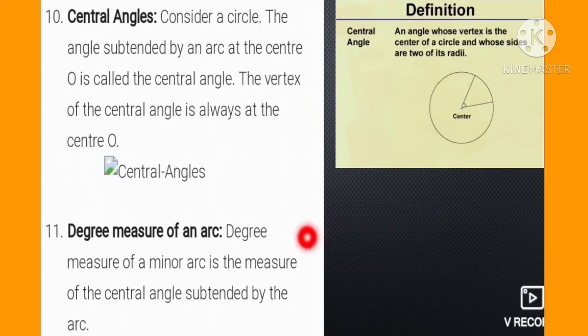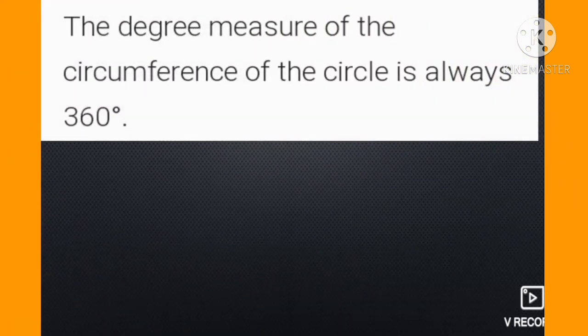Degree measure of an arc. The degree measure of a minor arc is the measure of the central angle subtended by the arc. The degree measure of the circumference of the circle is always 360 degrees.